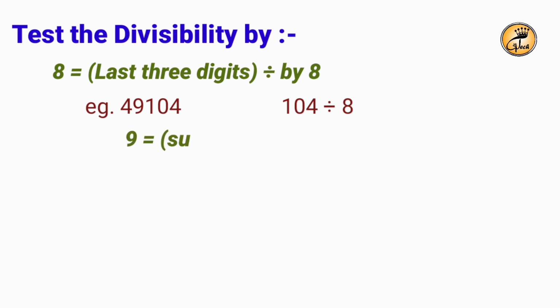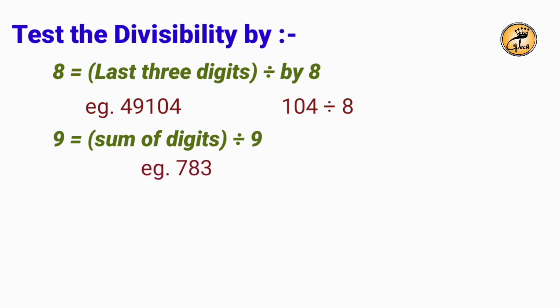A given number is divisible by 9 only when the sum of its digits is divisible by 9. For example, 783, as the sum of digits is divisible by 9. So 783 is divisible by 9.